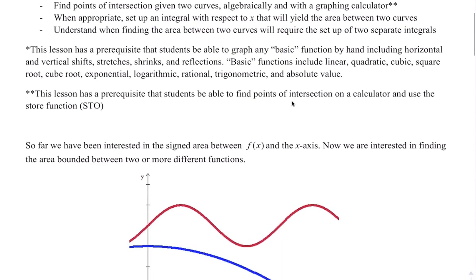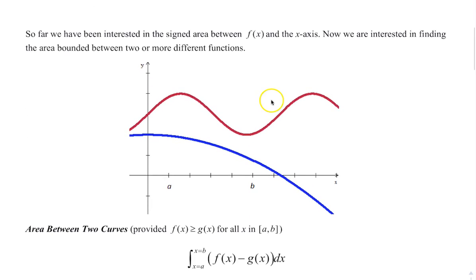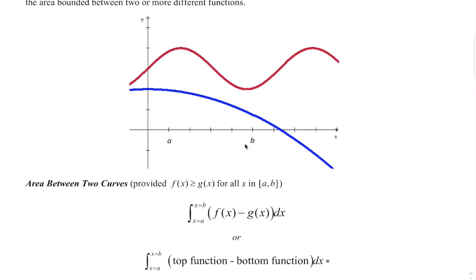So let's get into this. So far we've been interested in finding the area between f of x and the x-axis, right? So between this function and the x-axis. Now we're going to be finding the area bounded between two curves. So if I give you f of x and g of x, the area of f of x will be all of this.